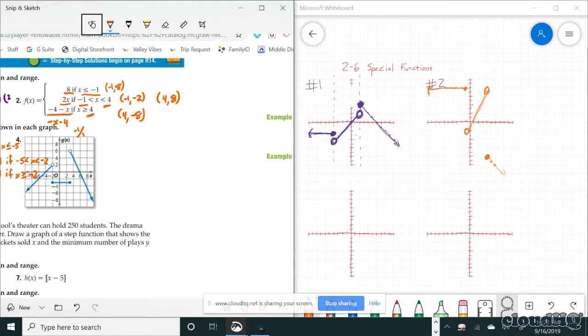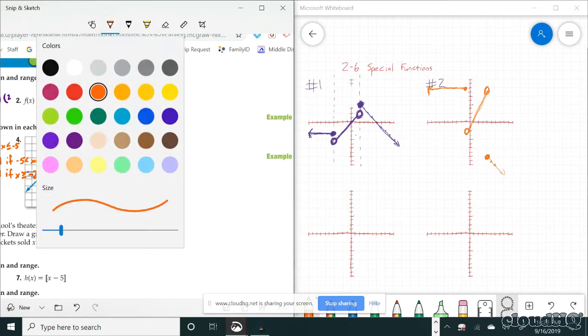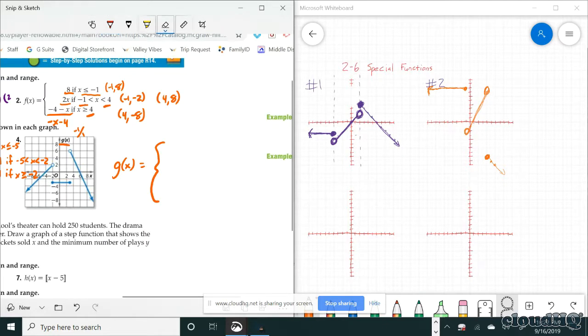Now let's take a look at the second one. Once again, they're saying g of x, not f of x. I'm going to switch colors. All right, this first one. Now it looks like we're going by 2's again. So it looks like we're going up 2 over 2. So that's the same as up 1 over 1. So 1x, or just x.